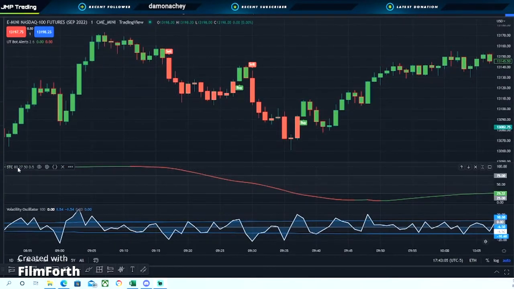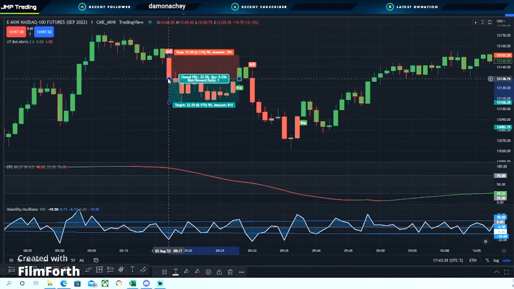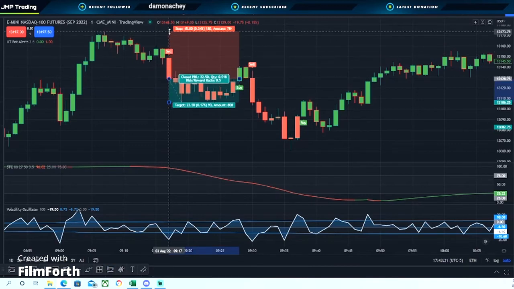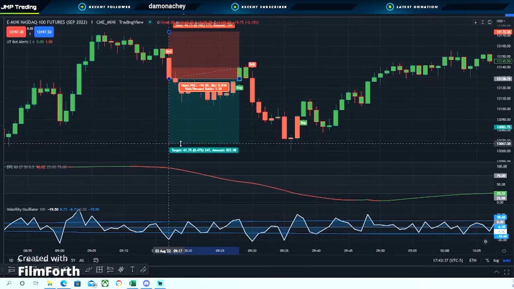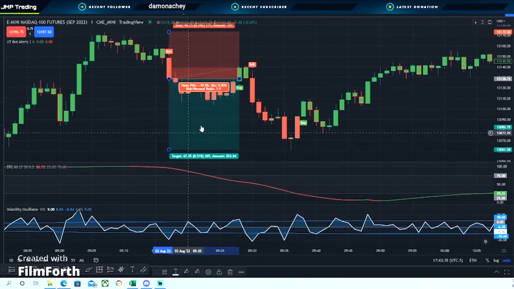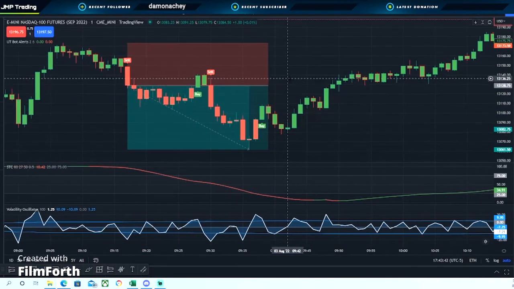So for a short entry, STC has to be above this 75 level. Then once we get a sell signal, STC has to be red and still above the 75. Our third confirmation is the volatility oscillator closes below the bottom band. All the conditions are met here. Set our stop loss to the last swing high, targeting 1.5 times the risk. And our take profit is hit on that one.